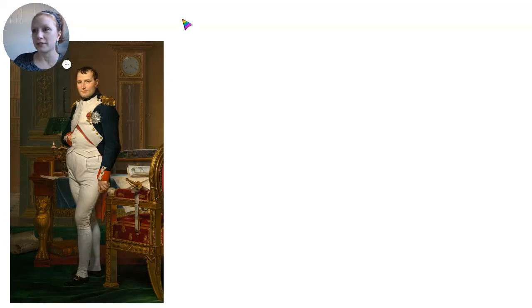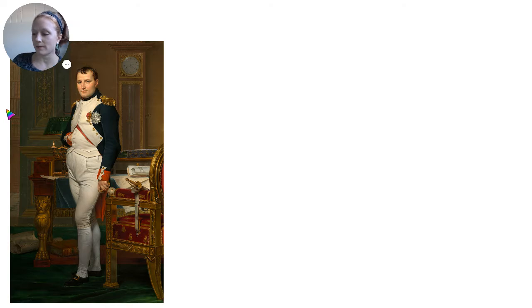So this fellow may look familiar to you. The hand in his vest is his signature move in paintings and pictures. That's how he's portrayed. And his name is Napoleon Bonaparte. And hopefully his name sounds familiar. He was Emperor of France at the time. In 1802, he became Emperor of France.